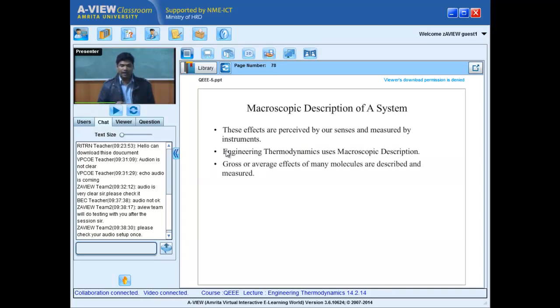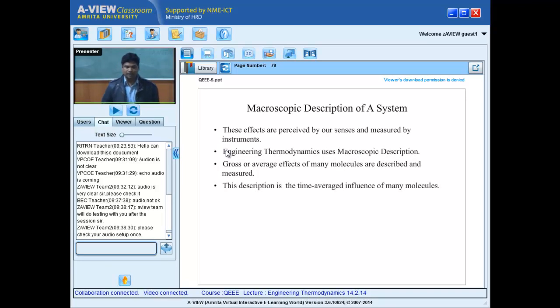So the gross or average effect of many molecules is described. Indirectly, with these senses, when I touch some body it is hotter because atoms in that body are vibrating with a higher amplitude than my body. That's why my body thinks that is hot. But I will not measure the amplitude of vibration or how many molecules are vibrating. I'll just say it is cold or hot, very macroscopic, and I'll try to give a number for that cold or hot. So that is called a macroscopic description.